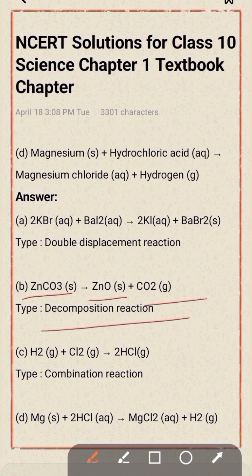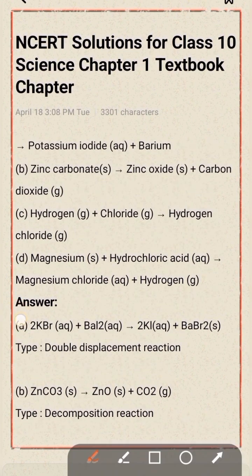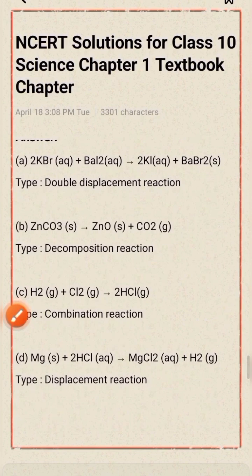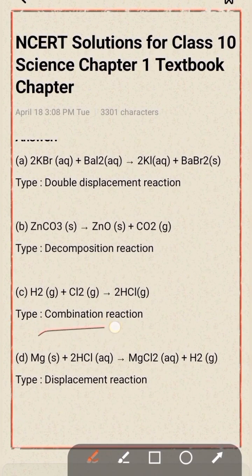Okay. Next type of reaction, hydrogen gas plus chlorine gas form hydrogen chloride gas. This is a type of reaction, combination reaction. Okay. H2 gas plus Cl2 gas form 2HCl gas, that is combination reaction.